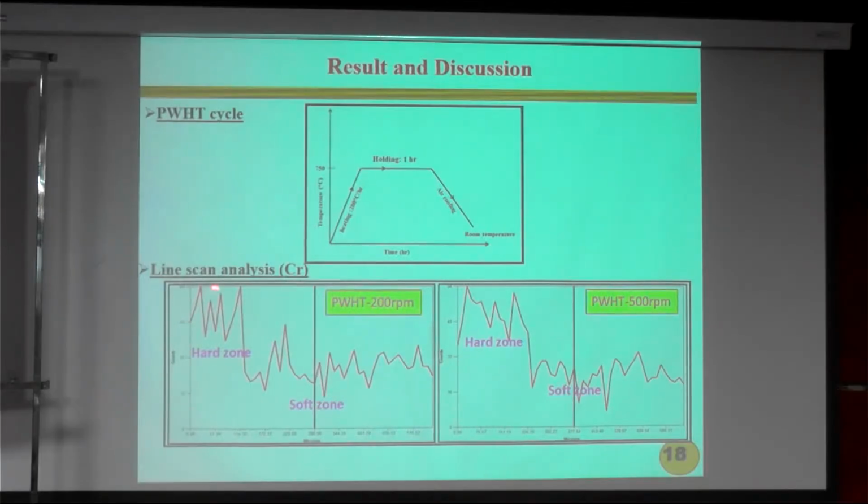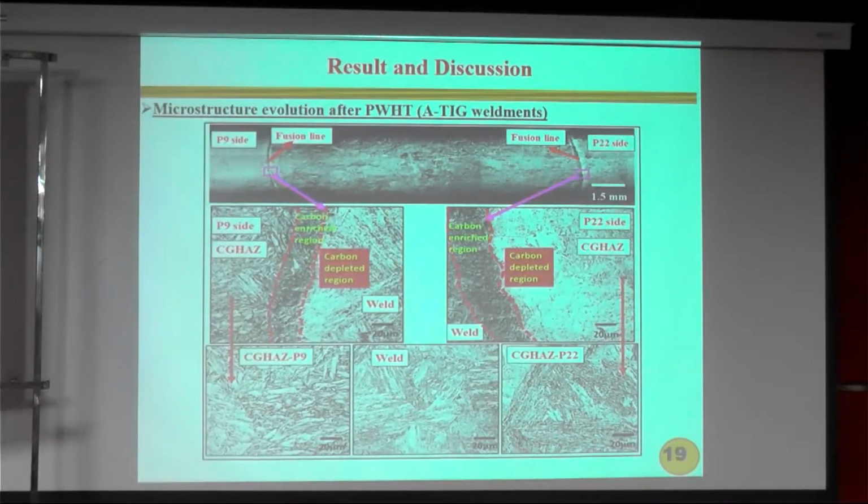You can see there is a mapping of chromium. There is a diffusion of chromium in the material, because on one side there is 9 chromium and on the other side 2.25 chromium. Since there is a change in the carbon, we noticed a diffusion of chromium. Because of that chromium diffusion, we noticed this white color layer, the hard layer, and the black color layer. Wherever the white color region is there, that region is carbon depleted. Wherever the black color layer is there, that is the carbon enriched region. That is applicable even with the ATIG welding process.